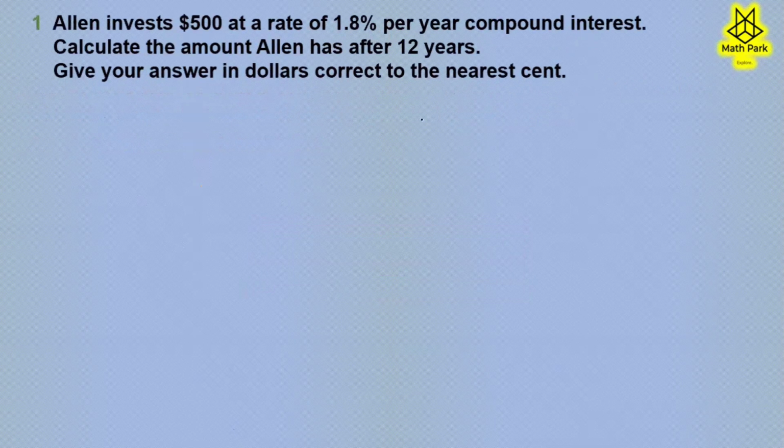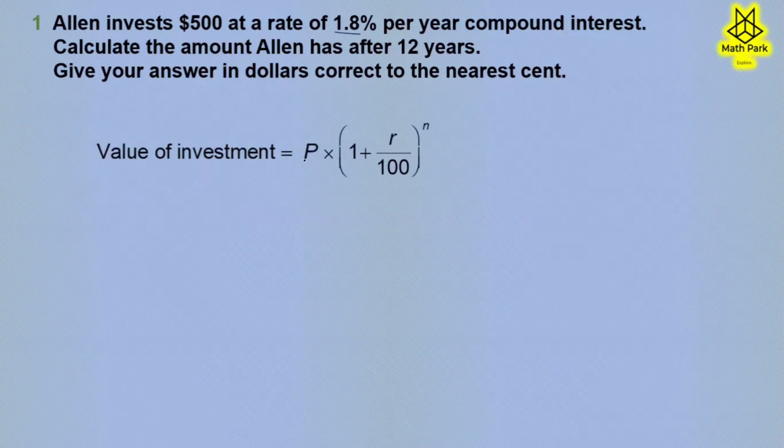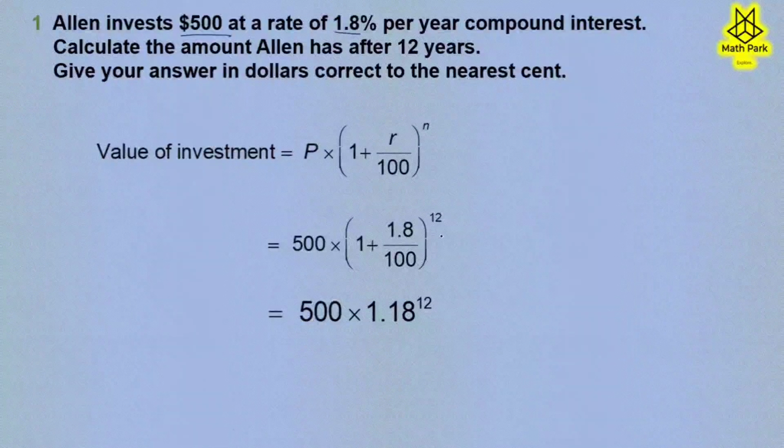So we start with the first question. Alan invests $500 at a rate of 1.8% per year compound interest. Calculate the amount Alan has after 12 years. Give your answer in dollars, correct to the nearest cent. So we put the formula. The value of investment is P times (1 plus R over 100) to the power n, where P, the initial investment, is $500. Rate of interest is 1.8. So 100 plus 1.8 is 101.8 upon 100, which we get as 1.018 to the power 12.